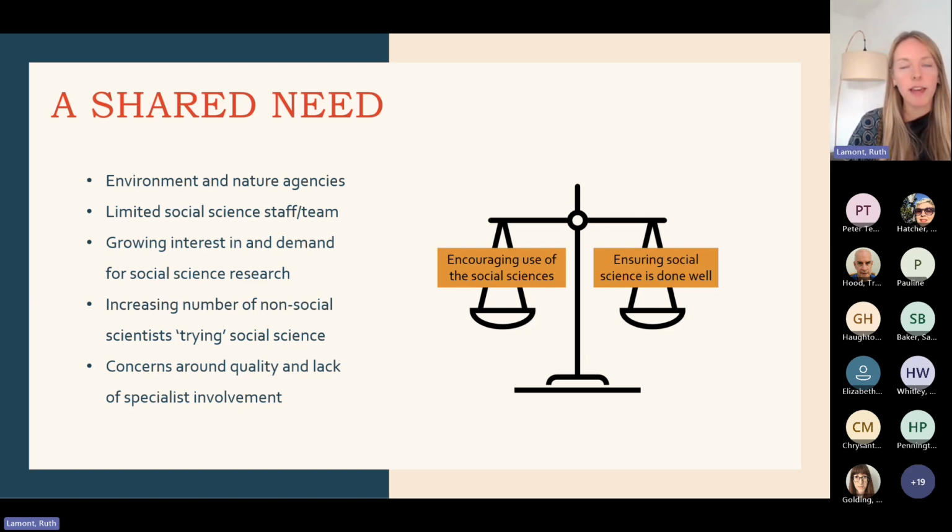But then, based on the limited resource to meet this, we're seeing an increasing number of non-social scientists trying social science as part of their day job. And this can lead to concerns around quality and the lack of specialist involvement in what's being produced. So in summary, the need is to balance that encouragement of the social sciences within our organisations, and using it better to address environmental issues, whilst ensuring that the social science is actually done well.